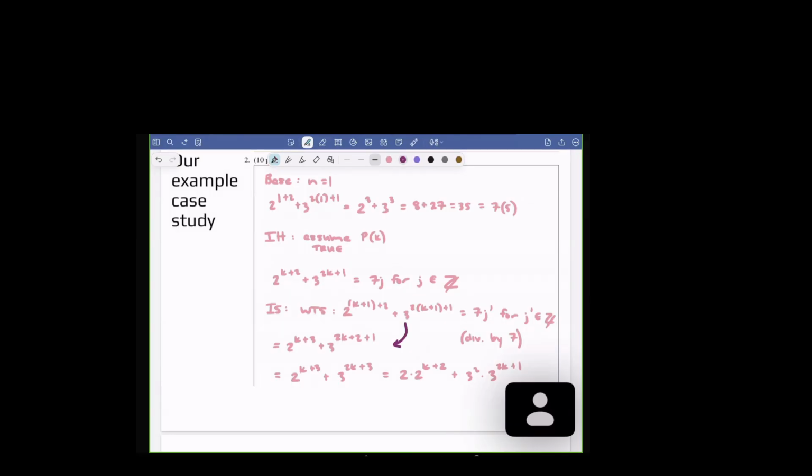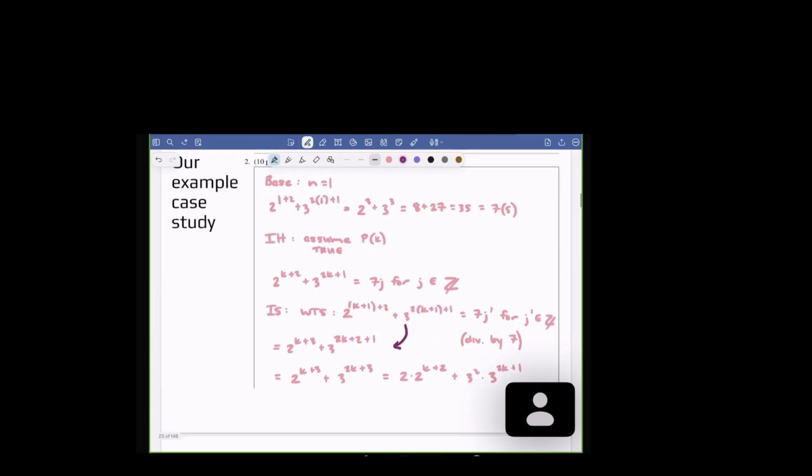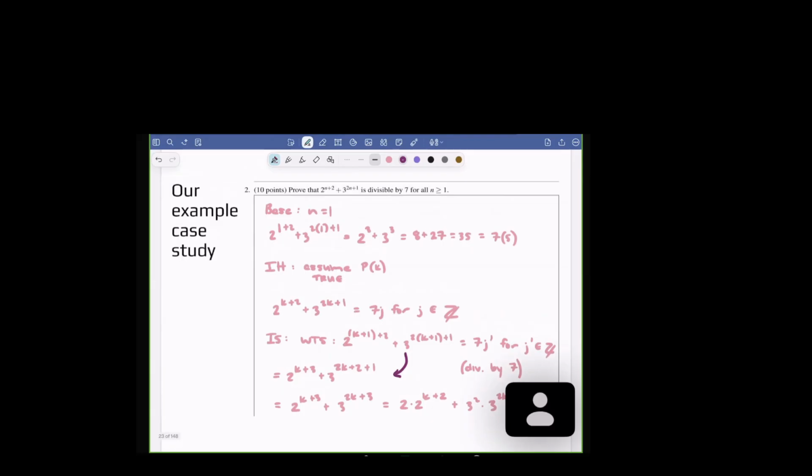k plus 1. So I want to show that it's divisible for some j prime, where j prime is an integer in a set of integers. And don't mix up j and j prime. They're just arbitrary representations for an integer in a set of integers. They don't relate in any way. So I just substitute k plus 1 in, and then I want to somehow manipulate it so it looks like my inductive hypothesis, so I could use it here.